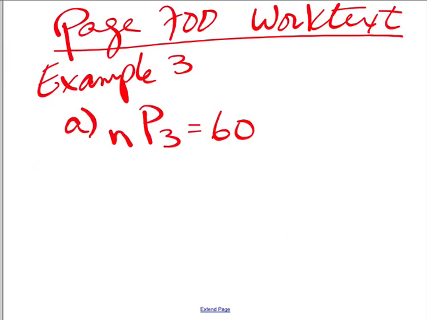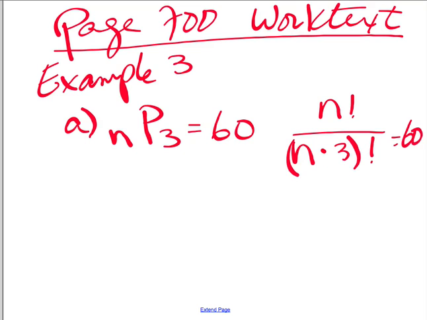All right, so here's what we're going to work on. Here's an example out of page 700 in your work text. They've got nP3 equals 60. Well, what we're going to do when we're solving this is put it into the formula. So it's going to be n factorial over n minus 3 factorial equals 60. Now, I don't like this question because you're going to get 3 answers, and then you're going to have to guess and check. When you get quadratics, it's just a matter of solving the quadratic, which we can do.